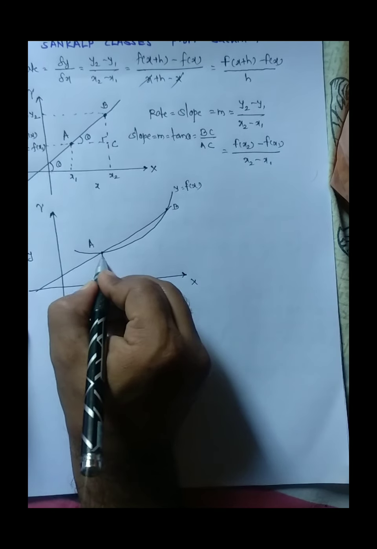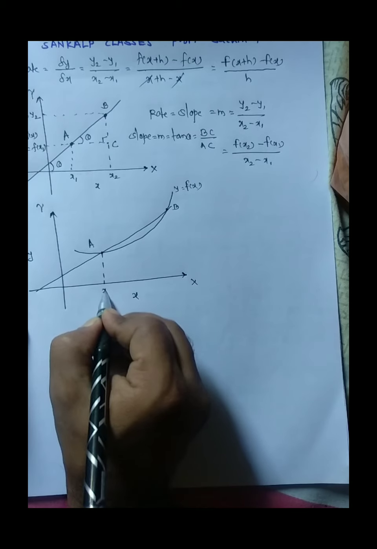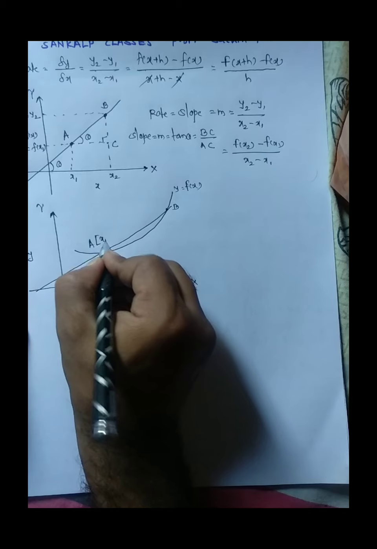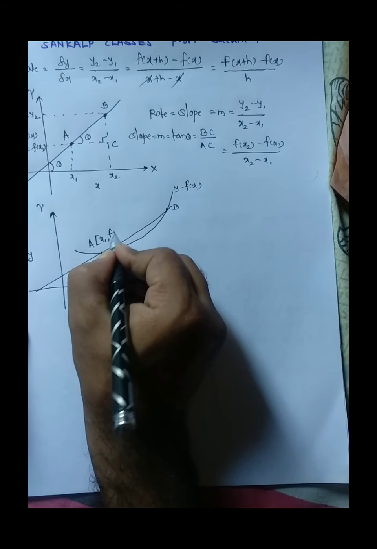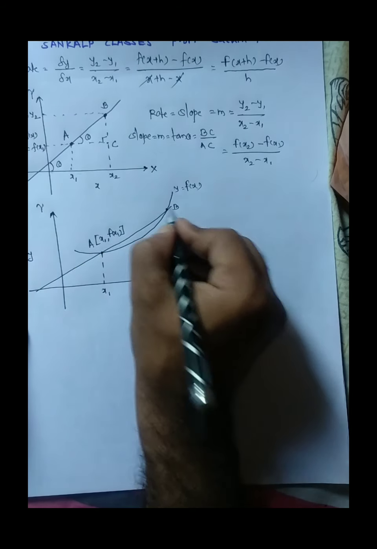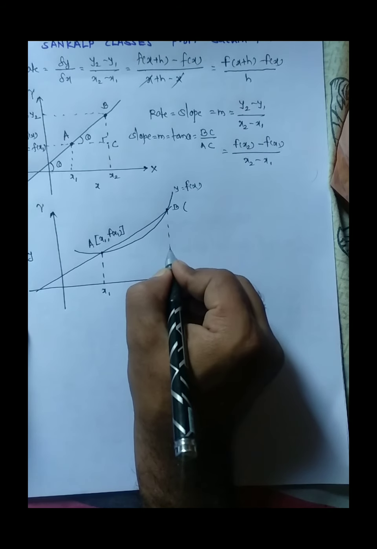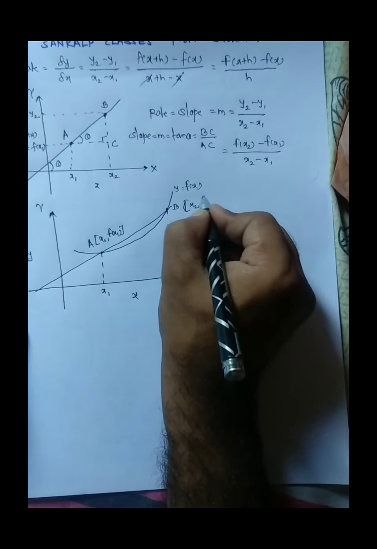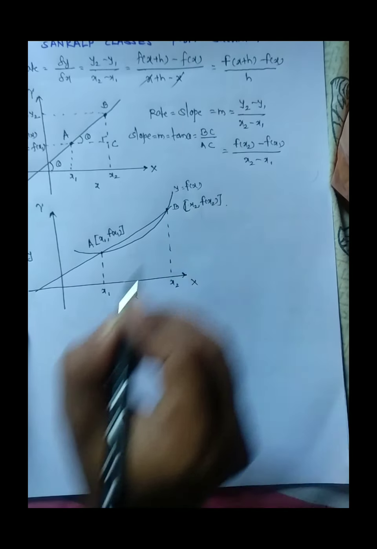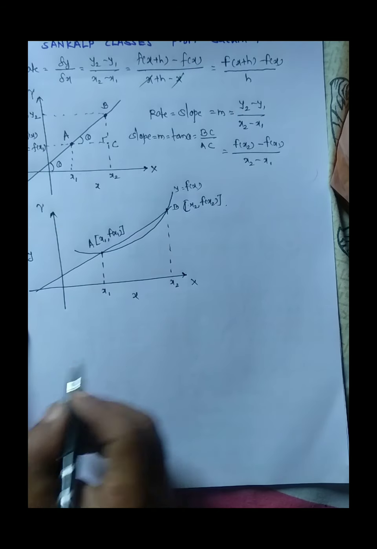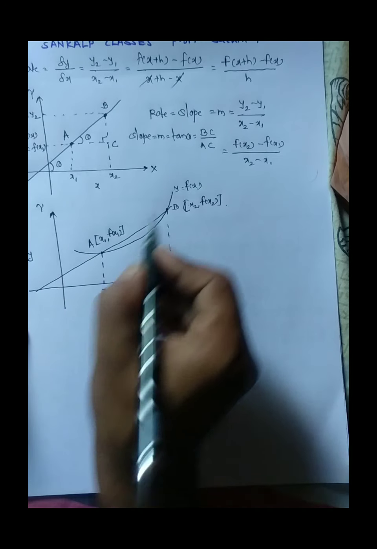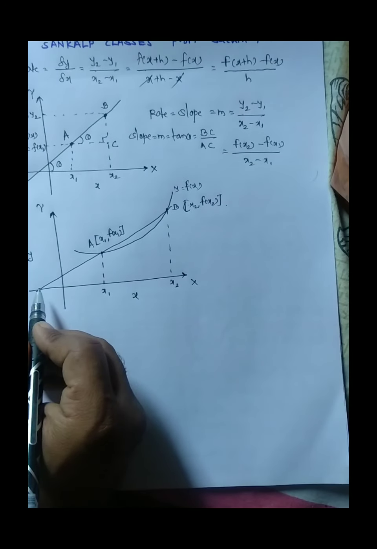The slope of that chord: x1 is here, that means point A has the x coordinate x1 and corresponding coordinate f of x1, and point B has the x coordinate x2 and f of x2 is here. But this is a rate of change of function for a straight line. Your function is a curved one.